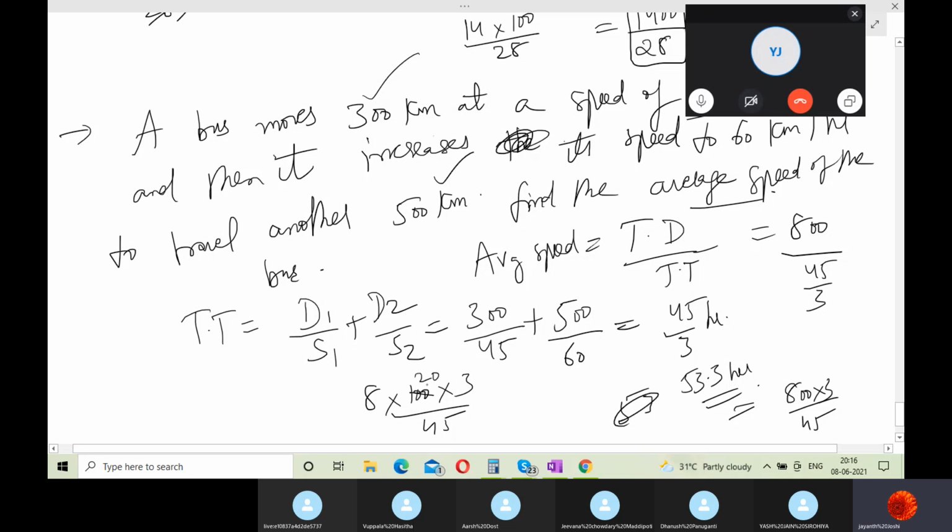20 5s are 100, 9 5s are 45. And this 8 into 20, you can try to cancel this 20 with 3. What will be that? 6 point... If I take 20 with 3, 6 threes are 18, so again 20. So 6.33, correct?